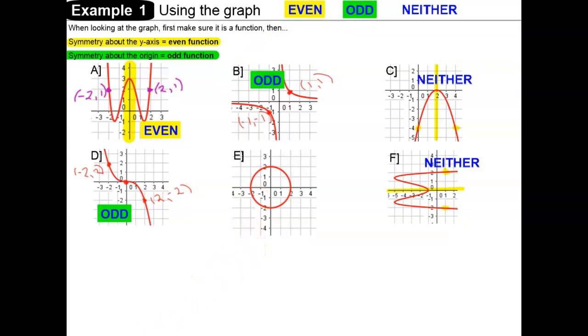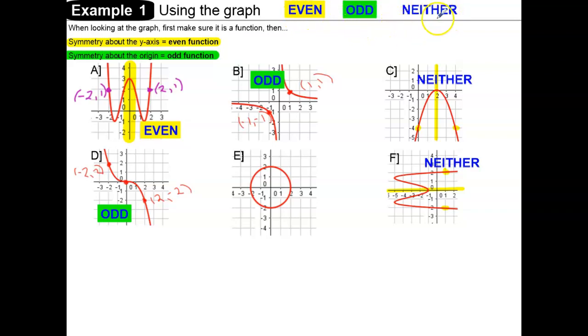Okay, when we look at example E, this circle here, it does have rotational symmetry about the origin. It also has y-axis symmetry. It has x-axis symmetry. It has diagonal symmetry about the line y equals x. This circle centered at the origin has every type of symmetry that we've looked at in the Desmos lab. However, it cannot be an even or an odd function, certainly not both, because that would be impossible. A function can't be both even and odd.